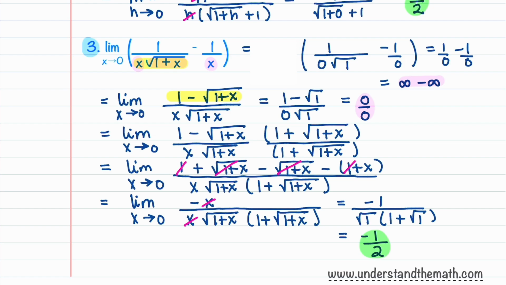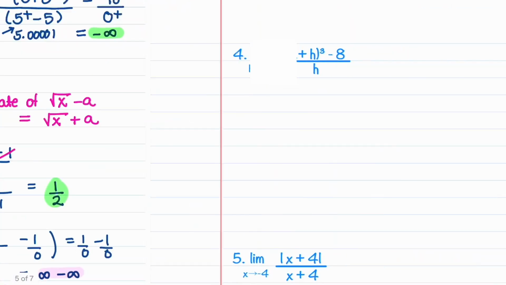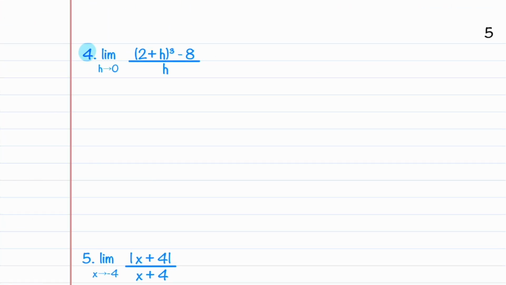Remember that in this example, we used two techniques. We got a common denominator, and then we multiplied by a conjugate. Let's look at our fourth example. This one isn't as bad as our third one. Let's start by plugging in h is equal to 0. This gives us 2 plus 0 cubed minus 8, all divided by 0. So this is 8 minus 8 over 0, which is 0 over 0, which is an indeterminate form.